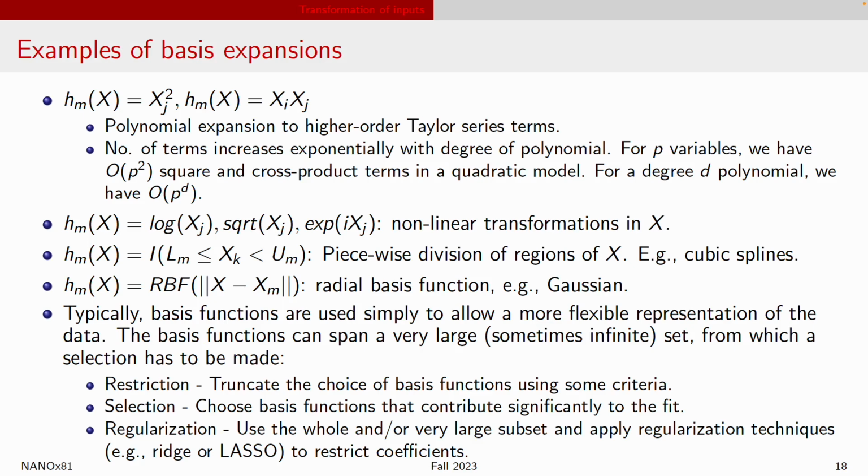Of course, as you increase the number of terms, increase the degree of the polynomial, the number of terms actually also increases exponentially. So for example, once you actually get to an x cubed term, you not only have your x cubed term, you have your x1 squared times x2 terms, and so on and so forth. You basically have combinations of terms, right? So whenever you have p variables, essentially you have order of p squared square and cross product terms in a simple quadratic model, and once we get to a degree d polynomial, we have order p to the power of d, okay?